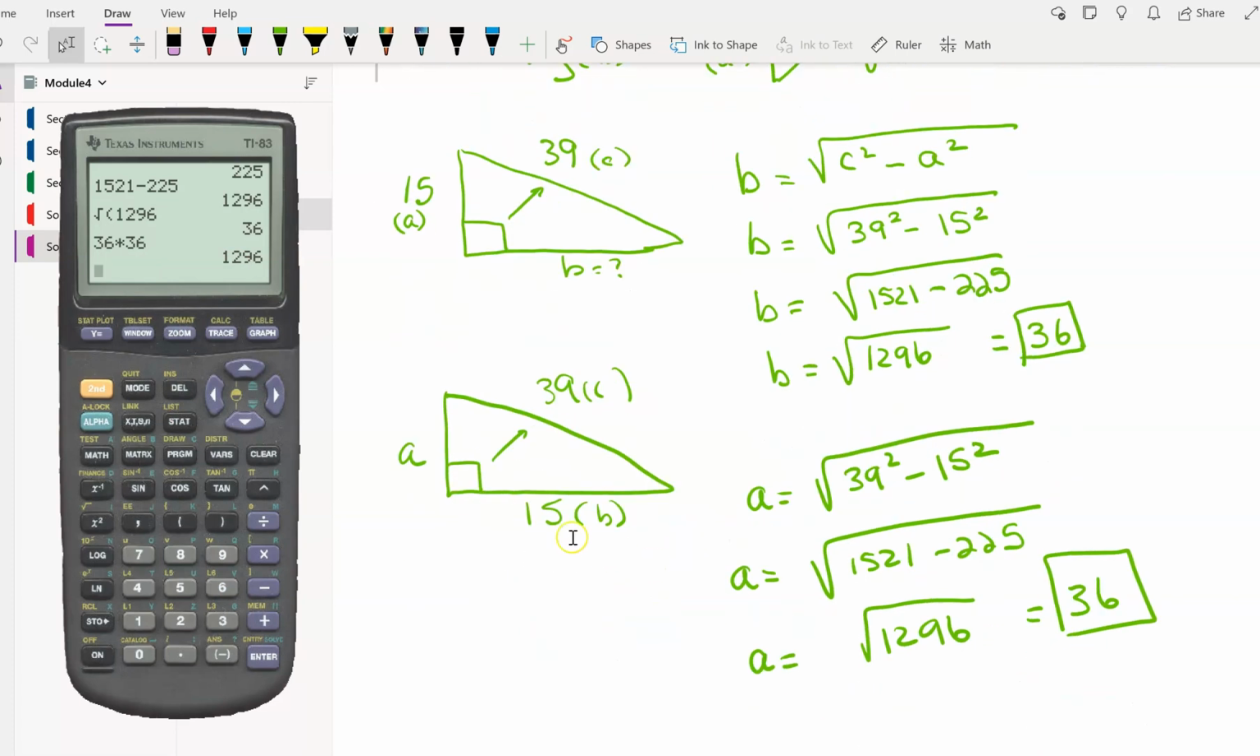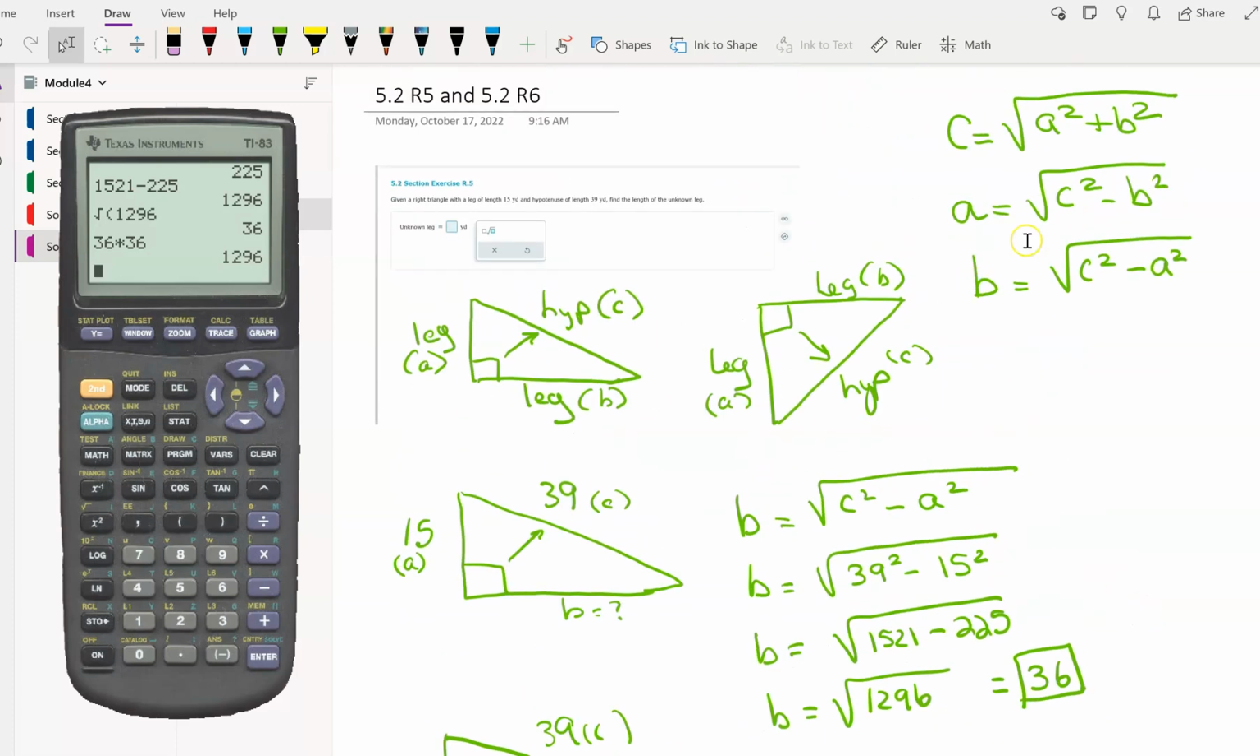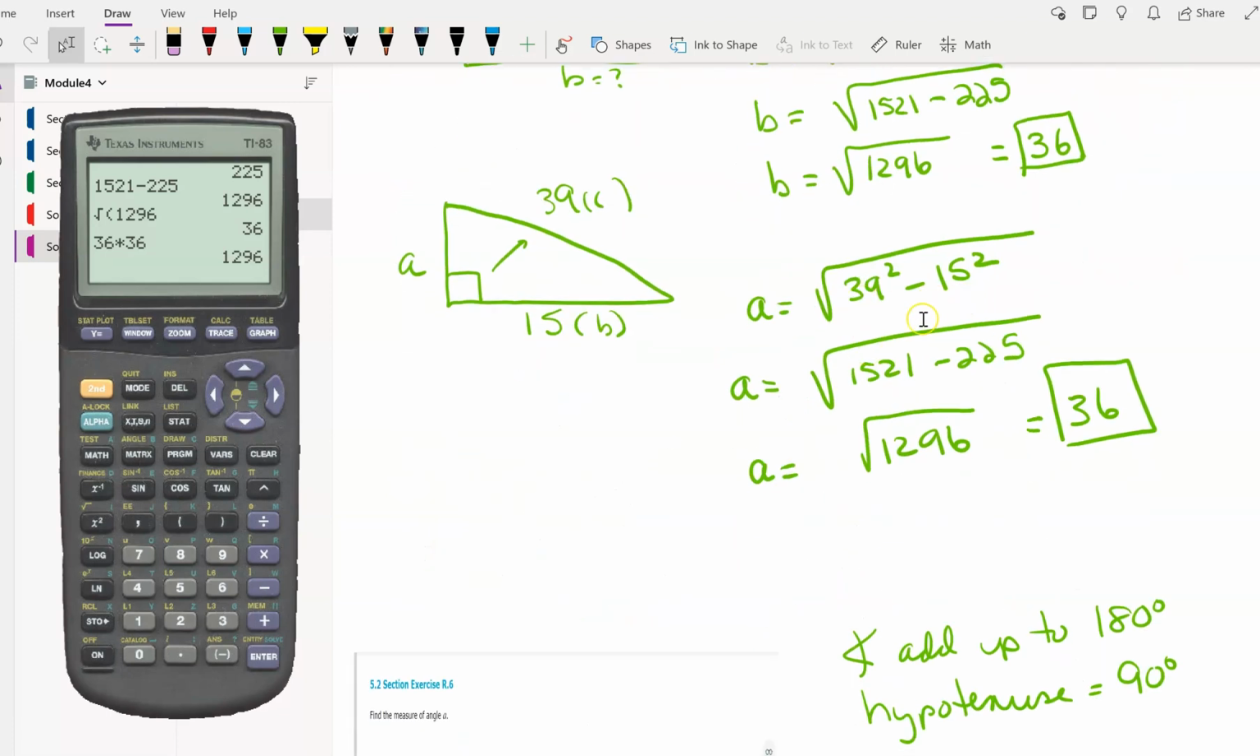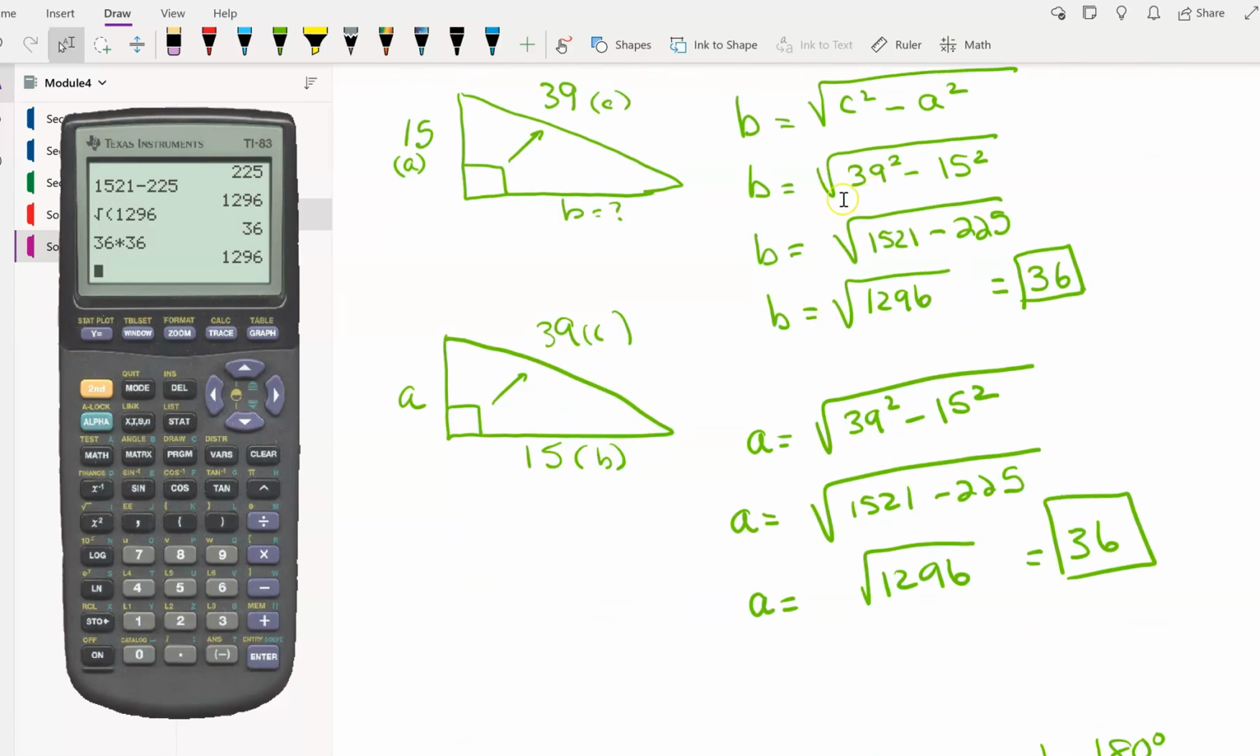All right, just as an example, I took this same exact problem, but I said, what if I decided I wanted to use leg B instead of leg A? But C still has to be the hypotenuse, so that still has to be 39. So in this case, for A, it's c squared minus b squared, square root. Notice it's still the exact same numbers: 39 squared minus 15 squared, so 1521 minus 225, square root. So it's 1296, and again I get 36. So the length of the leg is still 36.